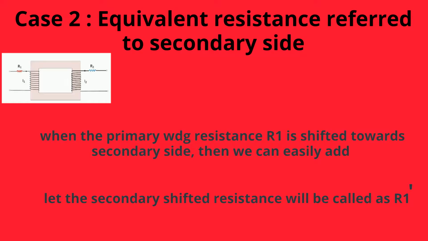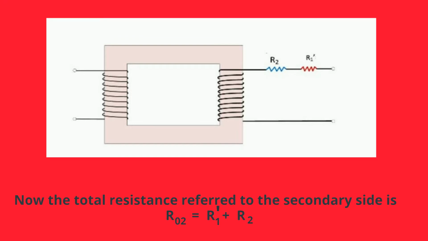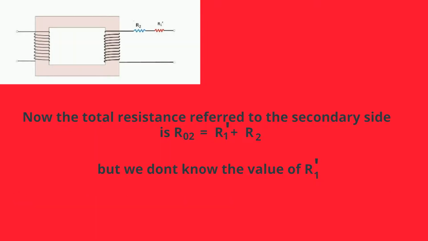Now we will look into case 2, that is equivalent resistance referred to the secondary side. When the primary winding resistance R1 is shifted towards the secondary side, then it becomes R1 dash. And now we can add both the resistances. Therefore, the total resistance referred to the secondary side is R02 is equal to R1 dash plus R2. We don't know the value of R1 dash, and we have to find this R1 dash in order to find R02 value.